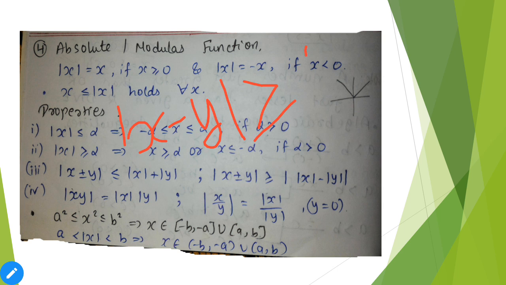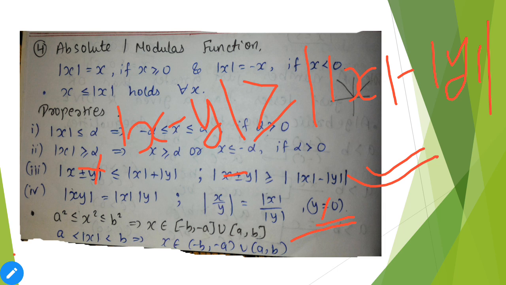Mod of x minus y is greater than or equal to mod of mod x minus mod y; the outside is also a mod. So this is this property. Correct it: here it is plus, here it is minus. Now the fourth property: mod of xy is equal to mod of x into mod of y. Similarly for division, mod of x upon y is equal to mod x upon mod y, where y is not equal to 0. Take care that it is y not equal to 0.